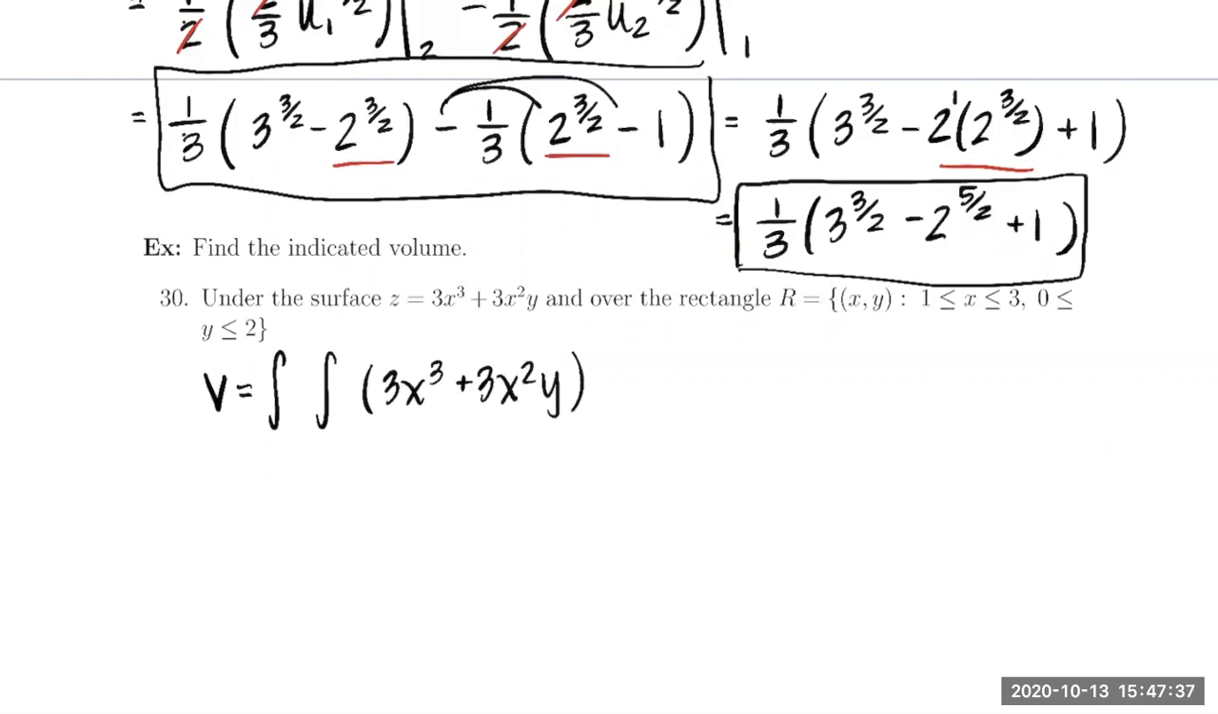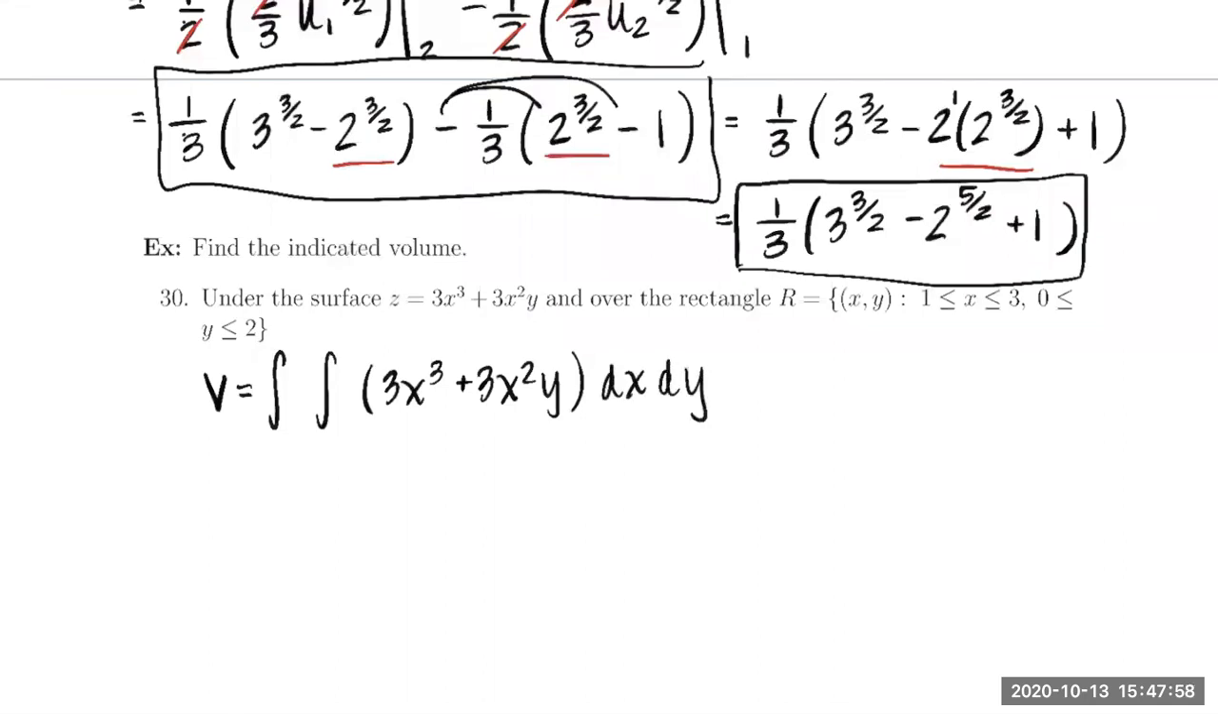Now we need to decide, do we want to integrate with respect to x or with respect to y first? Fubini's theorem tells us that we can choose whichever way we want. So this is truly up to you as to whether you want to do a dx dy or a dy dx. I personally don't think it's going to make much difference. So I'm going to choose dx dy.